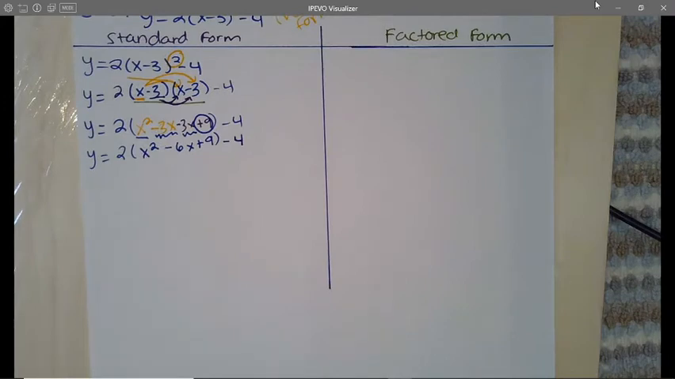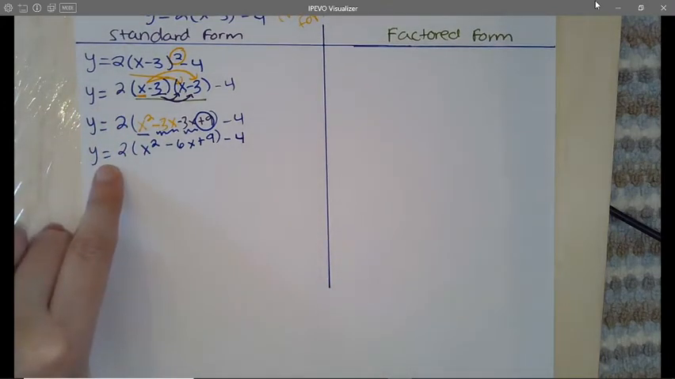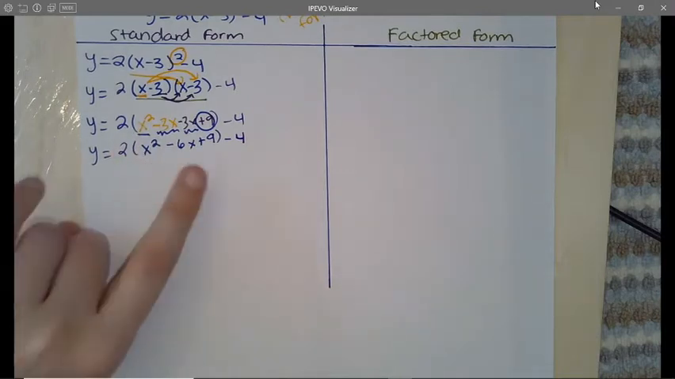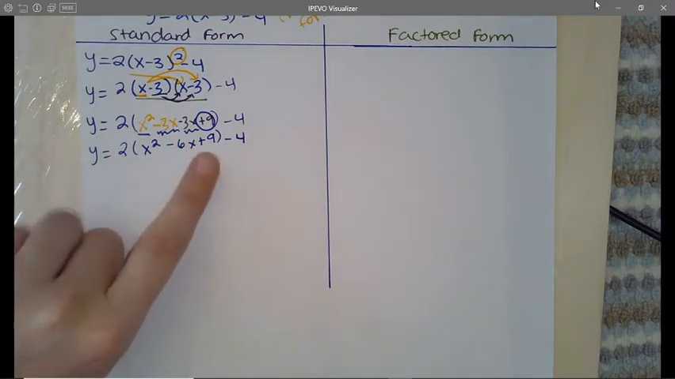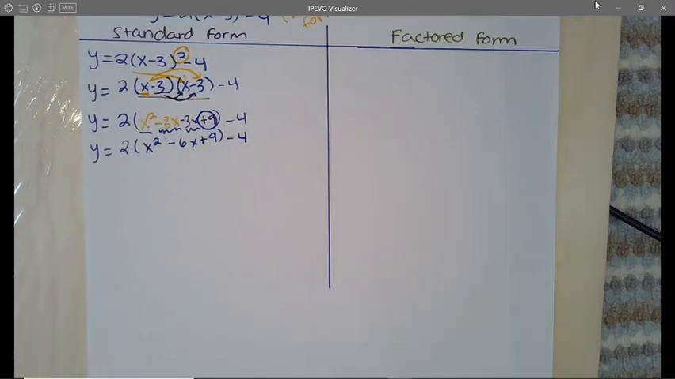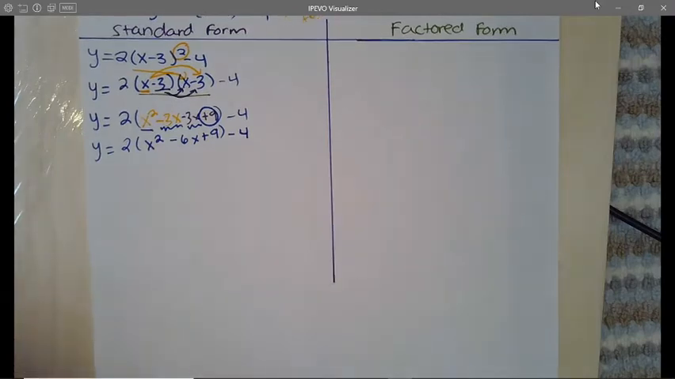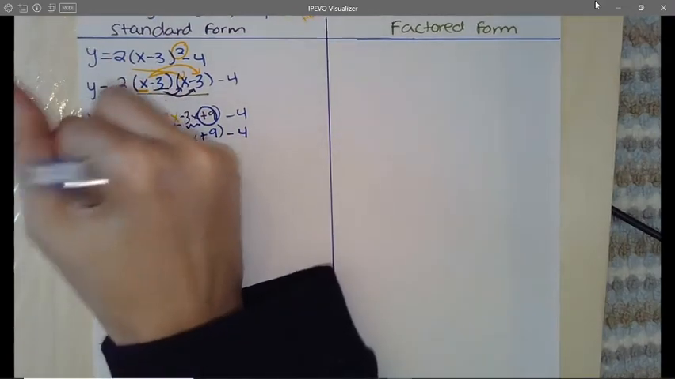Okay, so now that I've simplified down my parentheses, I'm going to take the 2 and distribute it to every single term in the parentheses. Don't multiply 2 to that negative 4. Don't do that. Okay, so let's go. I'm going to take the 2 and multiply it to every single term.